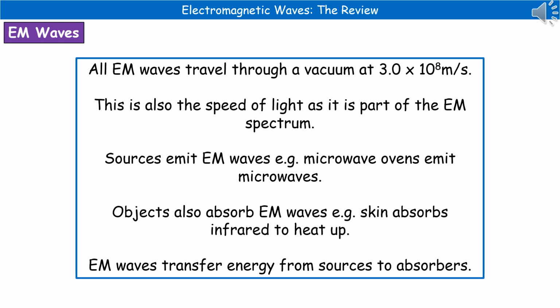There are also some other words we should be aware of here. So the first one is when we're talking about a source, that is something that emits electromagnetic waves. So for example, we might have a microwave oven emitting a microwave, therefore it's a source. We've also got other objects that are capable of absorbing electromagnetic waves, and a good example here is the skin, which is able to absorb infrared to heat up. But we also find that electromagnetic waves transfer energy from those sources to the absorbers. So just make sure you're aware of those different terms and how they can be used.